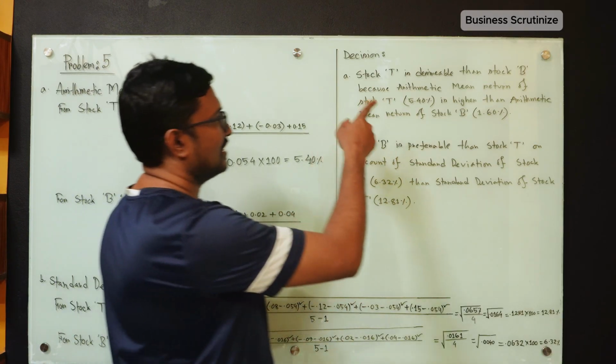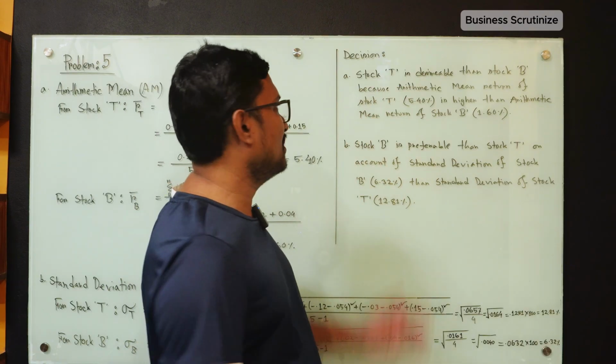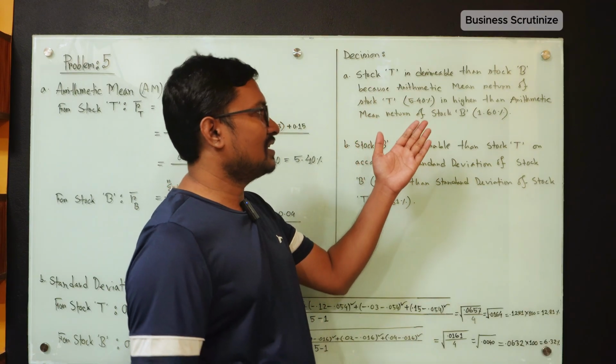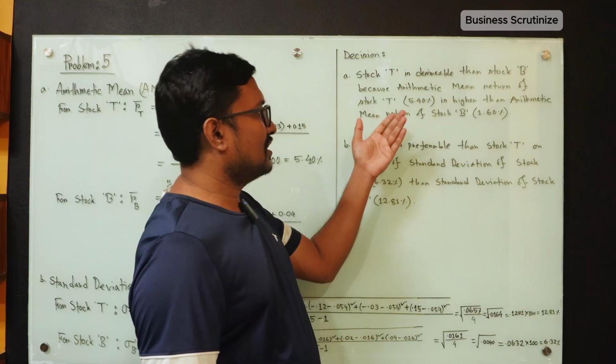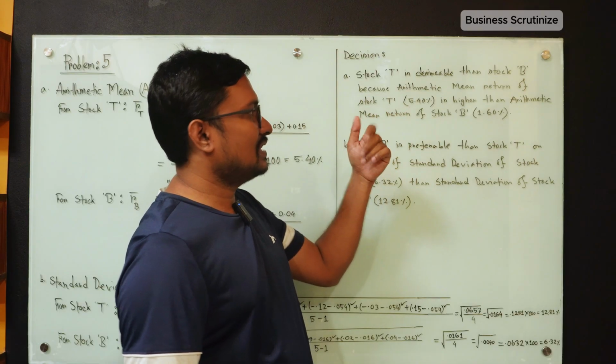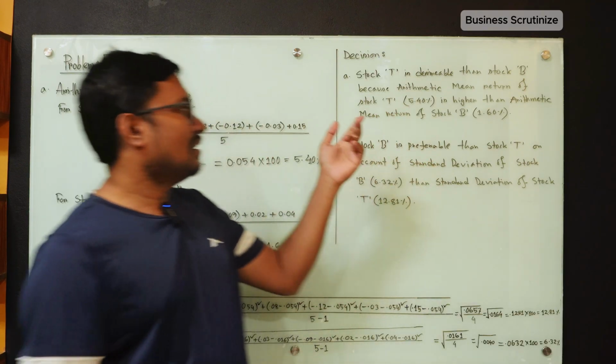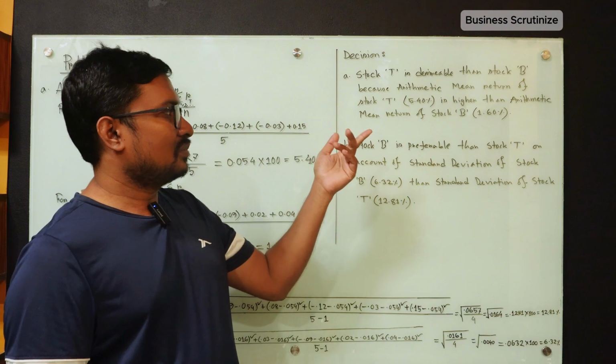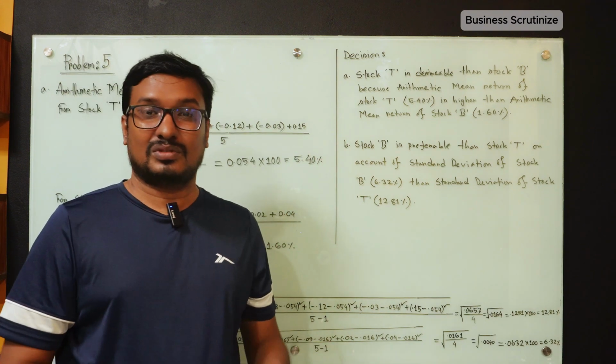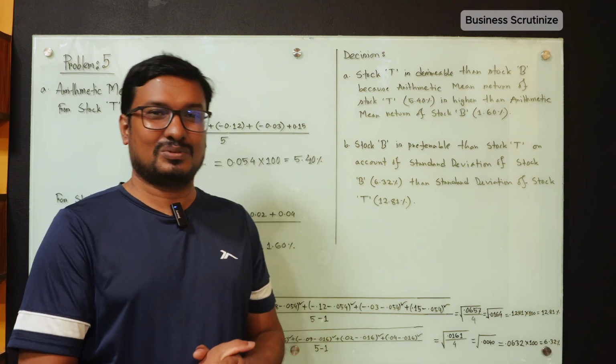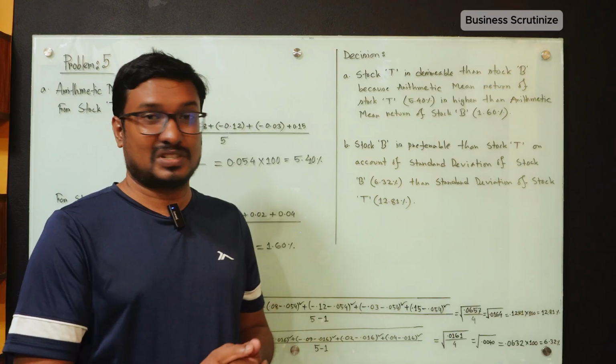So we can say that stock T is more desirable than stock B because the annual arithmetic mean return of stock T, 5.4%, is higher than the annual arithmetic mean of stock B, 1.6%. This is how you can write a few words to conclude the first requirement.